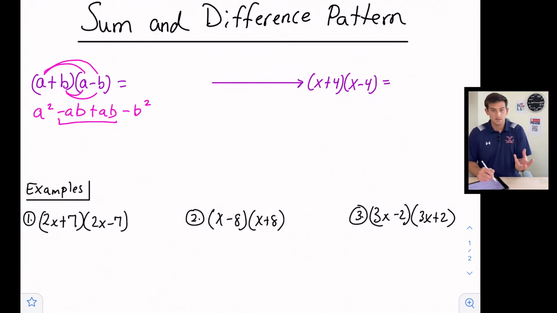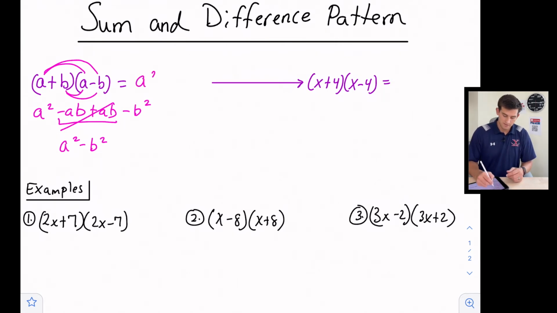So now what's going to happen to those two terms in the middle of our polynomial here? Well, they're going to cancel out, right? Negative ab plus ab, so it goes away. So what are we left with? We're left with a squared minus b squared, and that is the result of our sum and difference pattern. We have the difference of two squares. So a squared minus b squared.